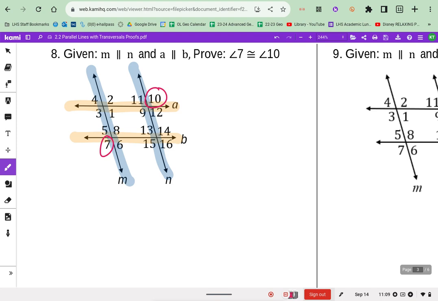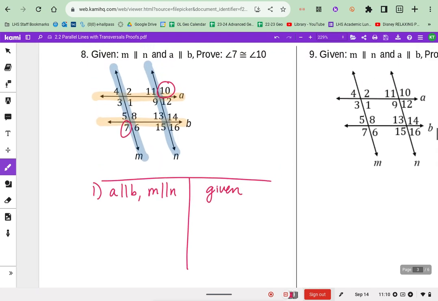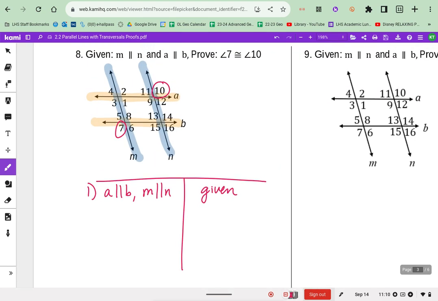Okay, so before you write anything down, remember, take a step back and look at it and think to yourself, why would that be reasonable that 7 and 10 are congruent? How can I make connections? What do I notice? And guess what? There's a ton of different ways you could solve this proof. Okay, so we'll talk about one, and then I'll show you some other ways. So there's not just one right way to solve most proofs.